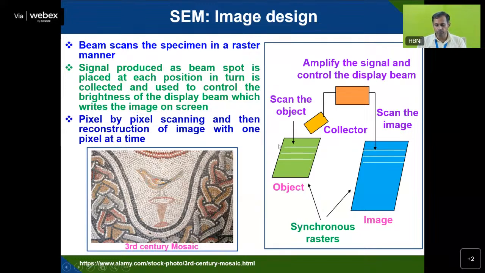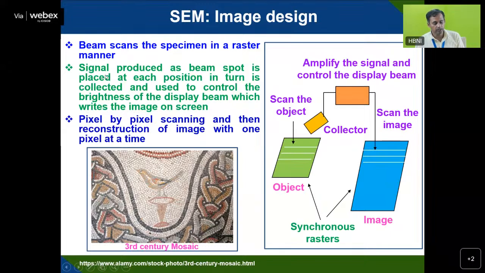On top of the object, there is a collector, and then there is an amplifier, and then finally it goes to the image that is finally produced. So basically, you have a collector here. The raster scan is on the surface. It rasters and collects the data, simply pixel by pixel.